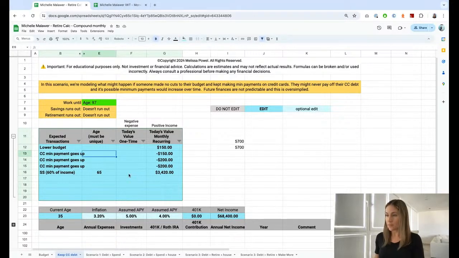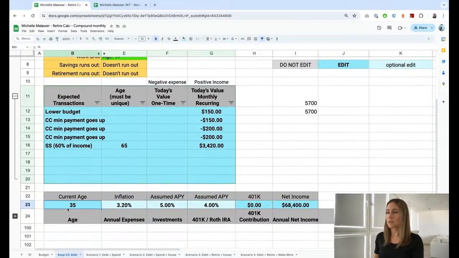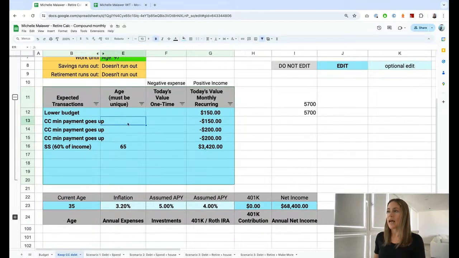So let's say this person is 35 years old, hypothetically. I'm going to zoom in. I think it's still too small. So let's say this person is 35 years old. And in 5 years, let's say nothing happens. We just keep making minimum payments, keep just a tiny balance on the cards. And then at 40, the credit card minimum payment goes up by $150. That's it per month.